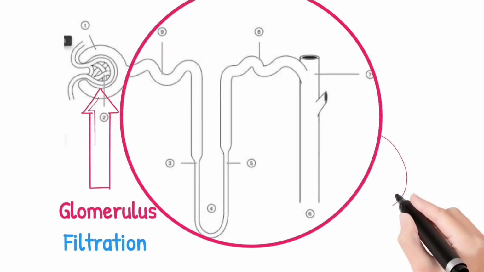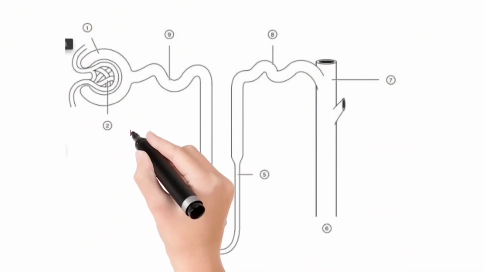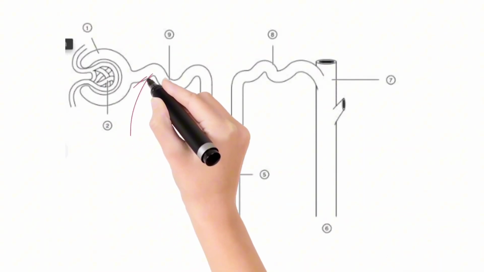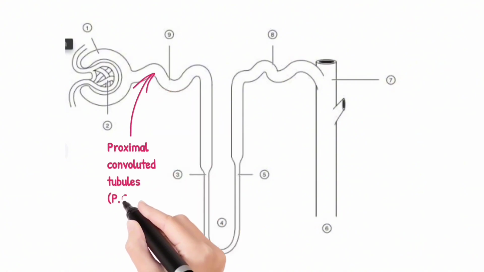Our previous video was about the glomerulus. In this video, we will continue on other parts of the nephron. First, we start with the proximal convoluted tubule. This is where reabsorption begins.